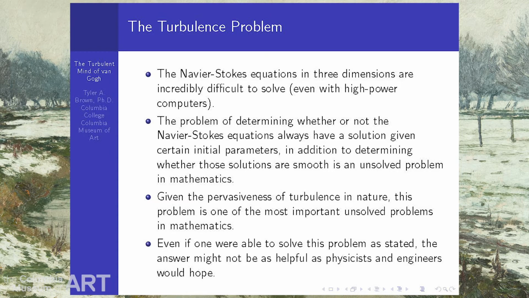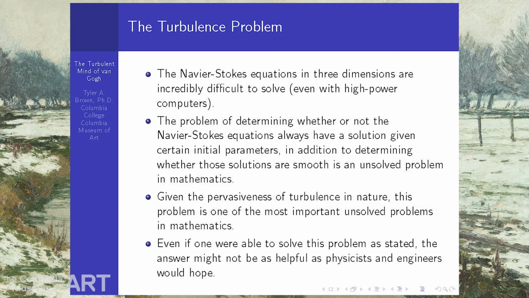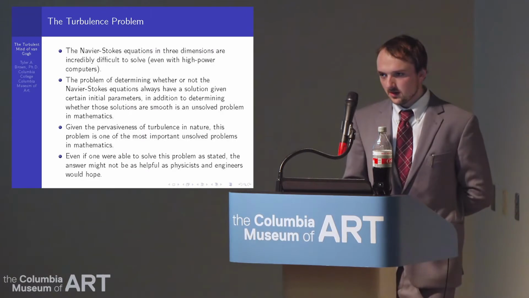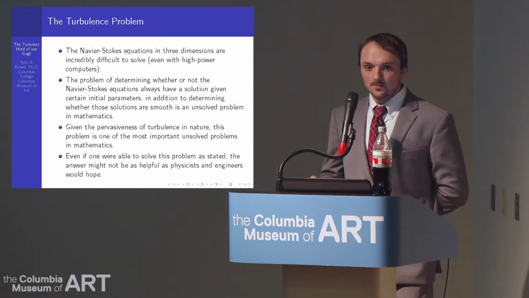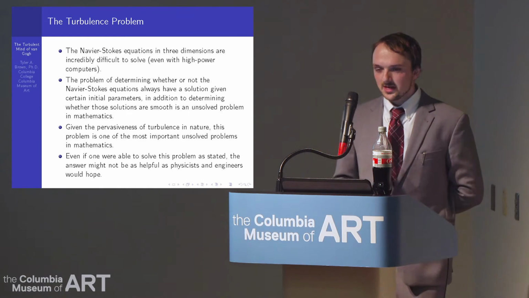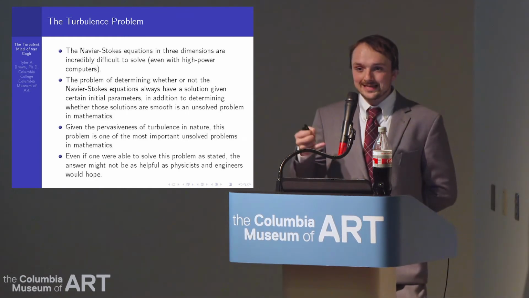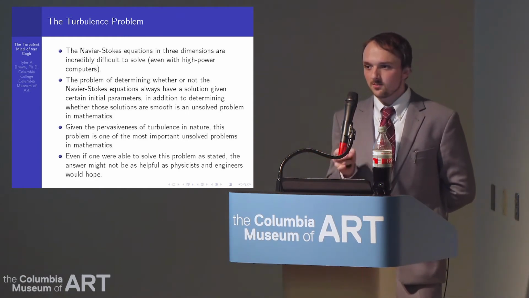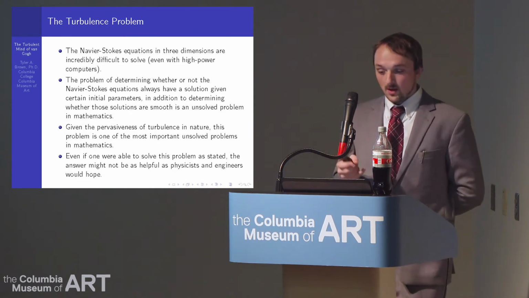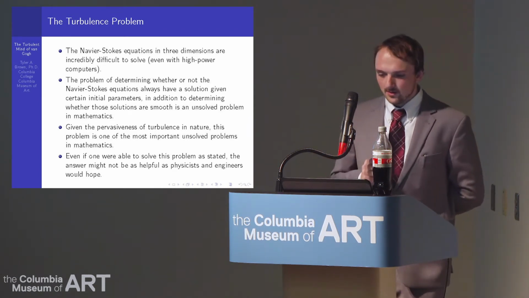So the problem of determining whether or not the Navier-Stokes equations always have a solution given certain initial parameters, in addition to determining whether those solutions are smooth, is an unsolved problem in mathematics. Given the pervasiveness of turbulence in nature, this problem is one of the most important unsolved problems in mathematics. So you can't solve it using pen and paper. Computers have a hard time solving it given the initial conditions. And we don't know whether or not a solution exists for every single set of parameters that you could plug in. And the smoothness property, I'll probably say something about that.